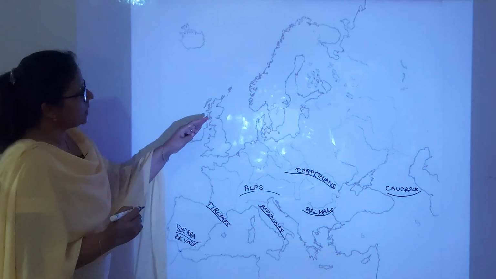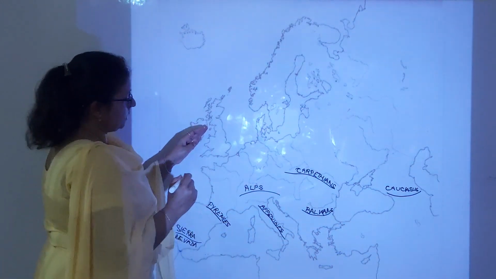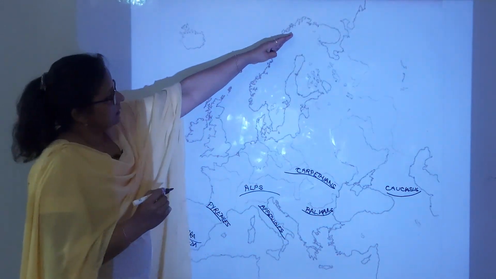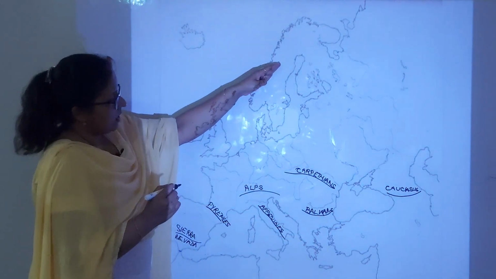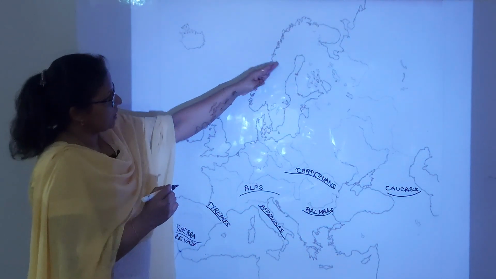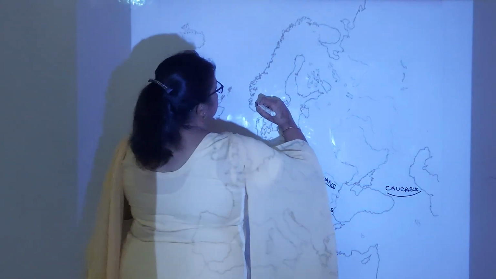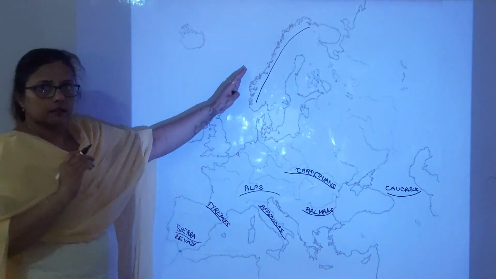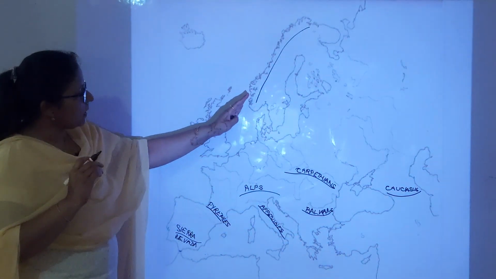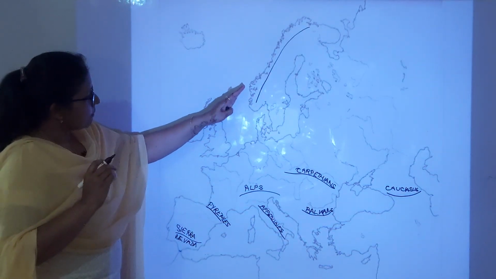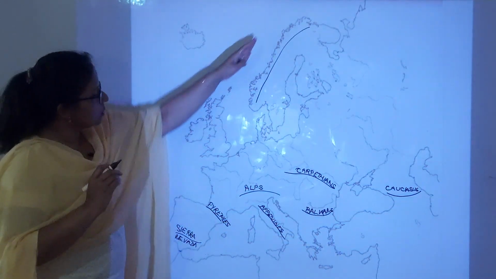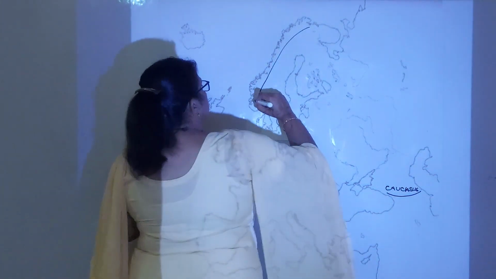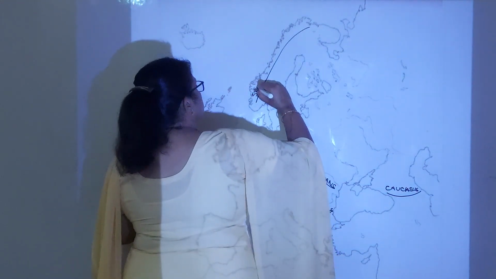Further, towards the north, in the countries of Norway, we have an important range which is the Scandinavian mountains. They are very close to the coast and they are moving from the north to the south. So here we have the Scandinavian mountains.